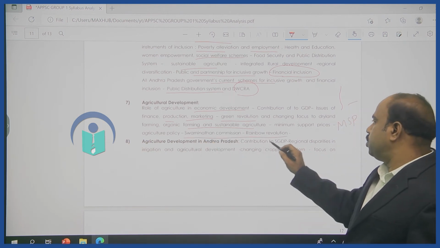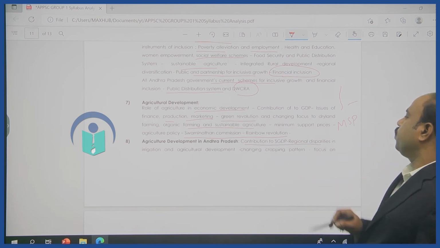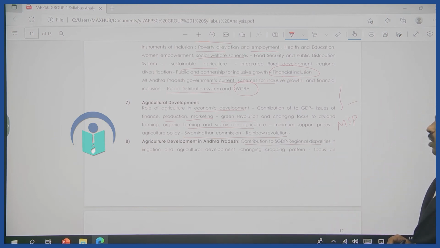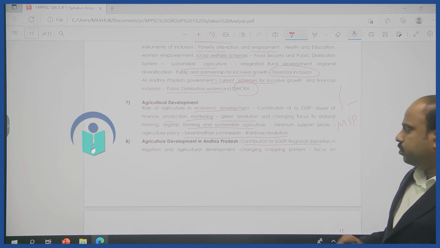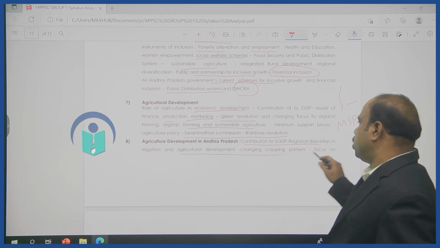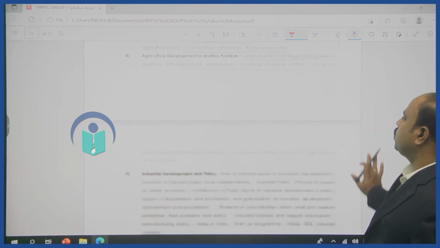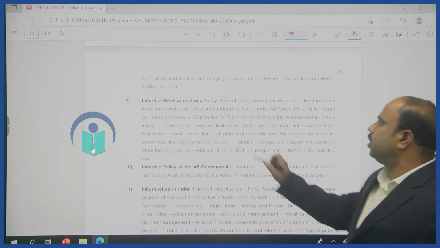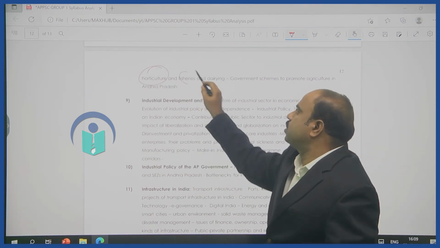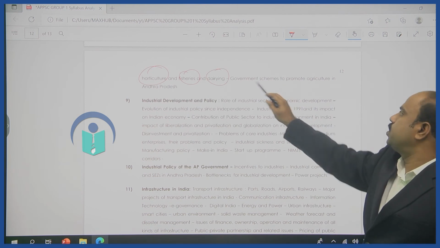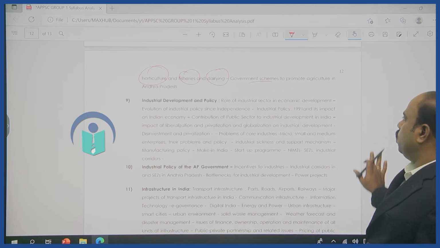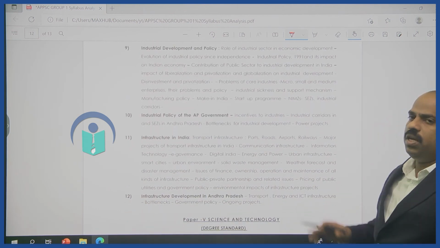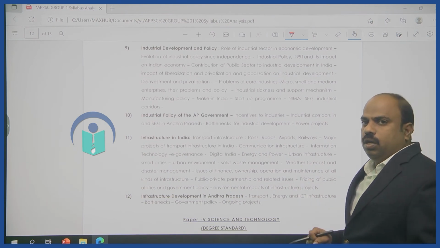Coming to Andhra Pradesh, it is about contribution to the regional disparities in irrigation. Then agriculture development, changing cropping patterns. The next, focus on horticulture, fisheries and dairying. Government schemes to promote agriculture in Andhra Pradesh. So these are the areas where agriculture is seen.